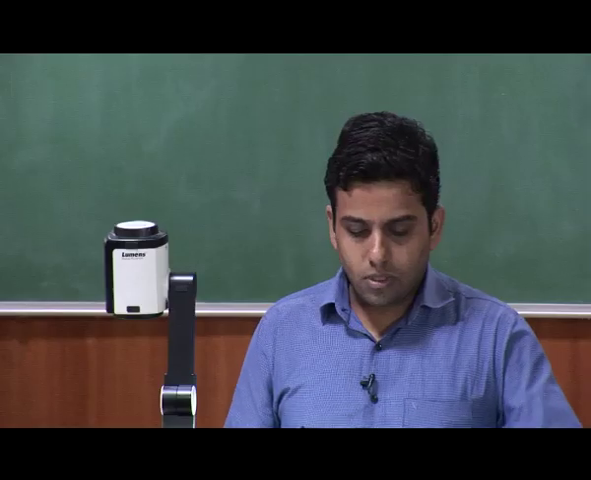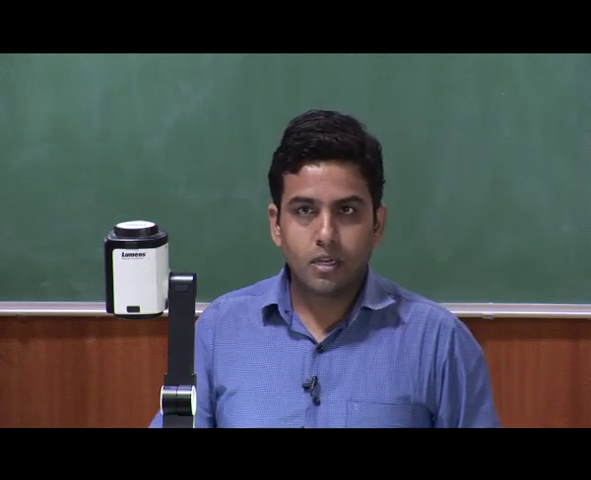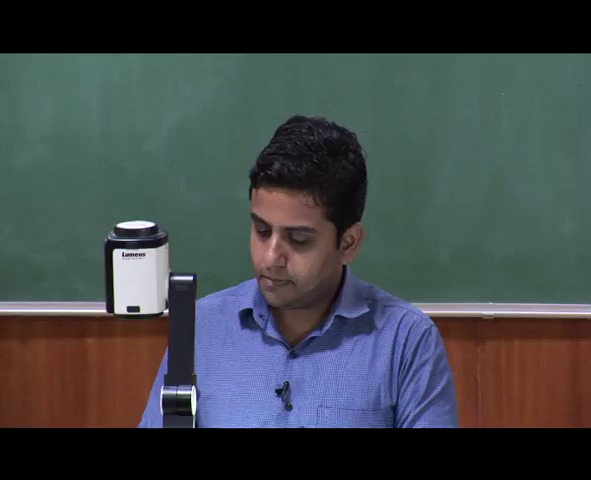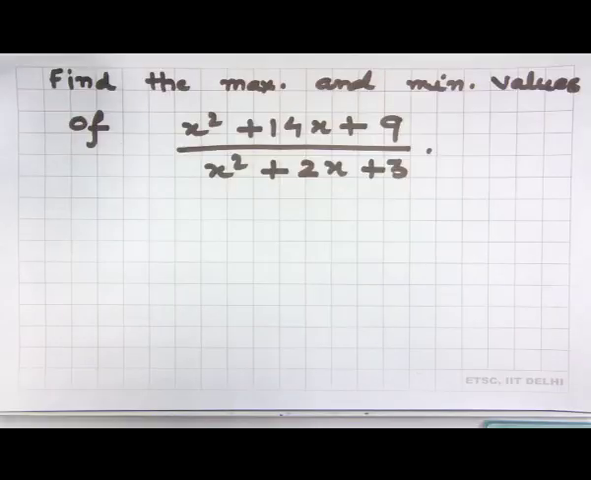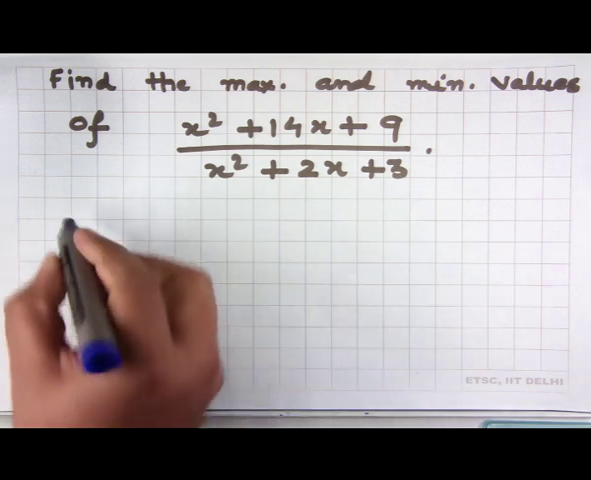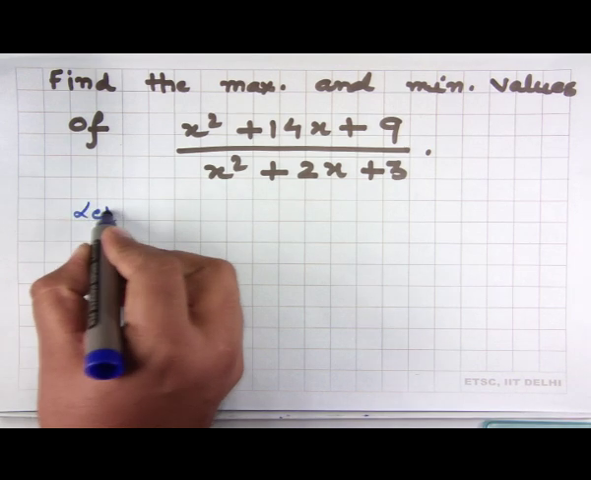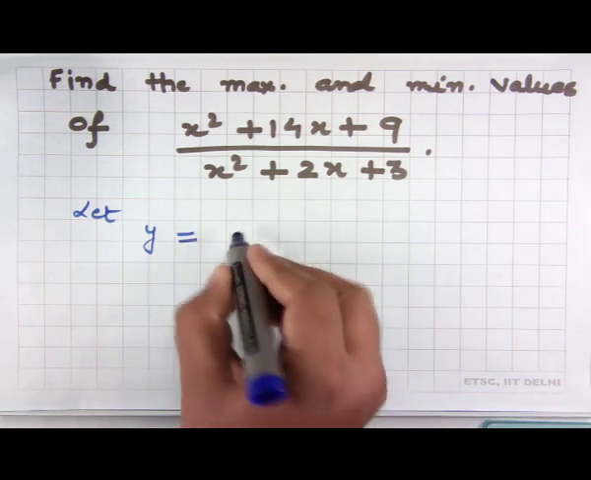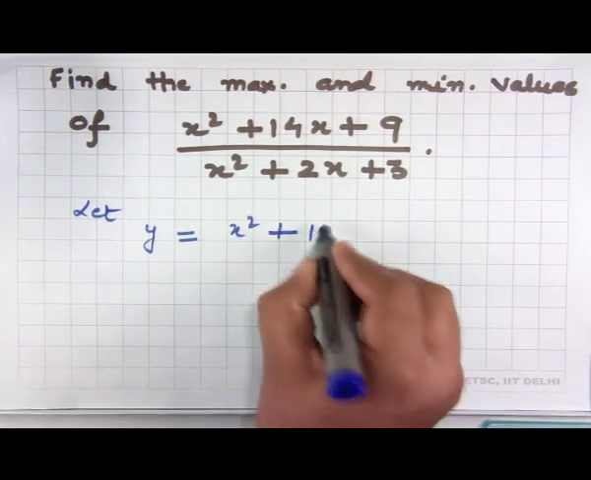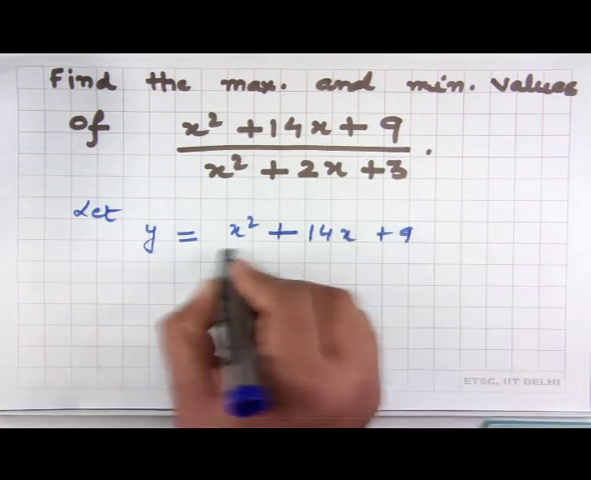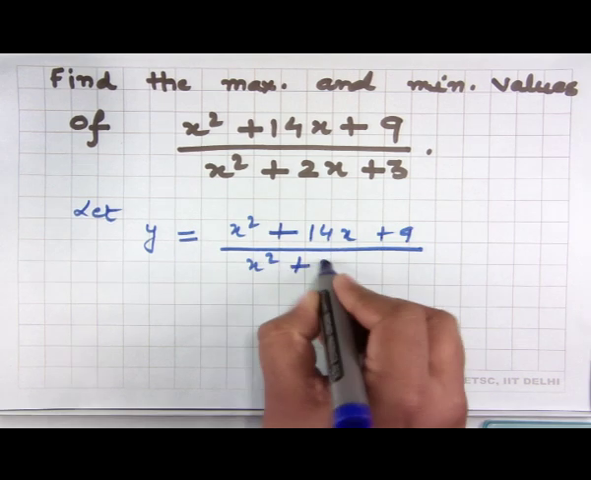Now let us move on to the next problem. The second problem is: find the maximum and minimum value of this expression. What will be the maximum value and what will be the minimum value? The expression is (x² + 14x + 9) divided by (x² + 2x + 3). Suppose the value of this expression is y. Let y equal (x² + 14x + 9)/(x² + 2x + 3).